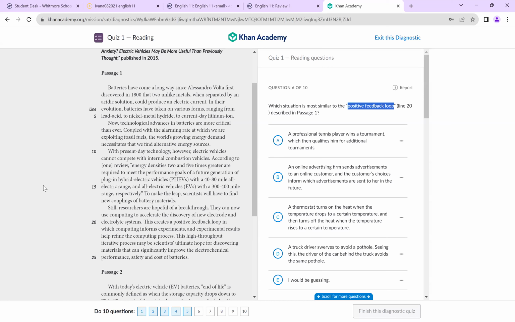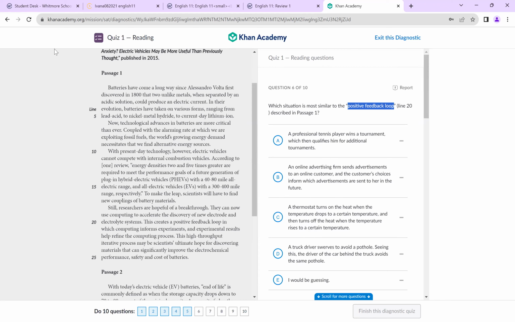Not really, but I know that positive means good, so it has to be a good thing. Okay. So which of these is a good thing? A tennis player wins a tournament, which then qualifies him for additional tournaments. I think that's A. Probably a good idea to read all of them before you make that decision.